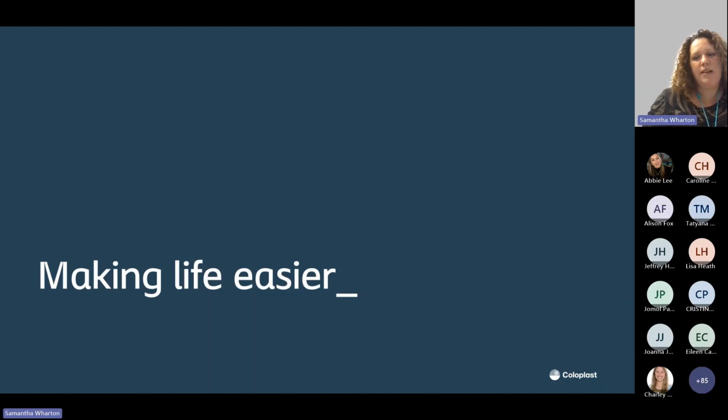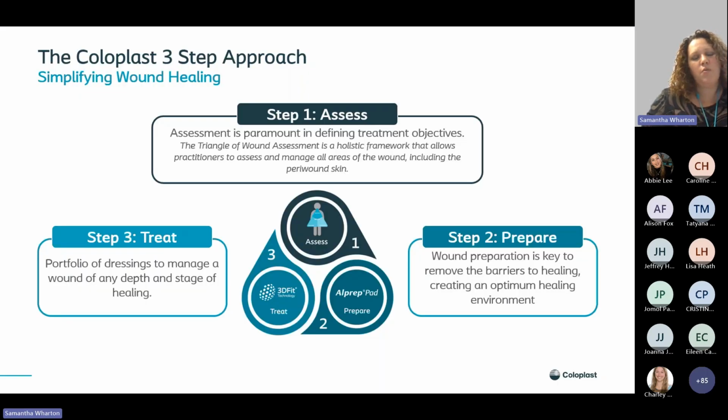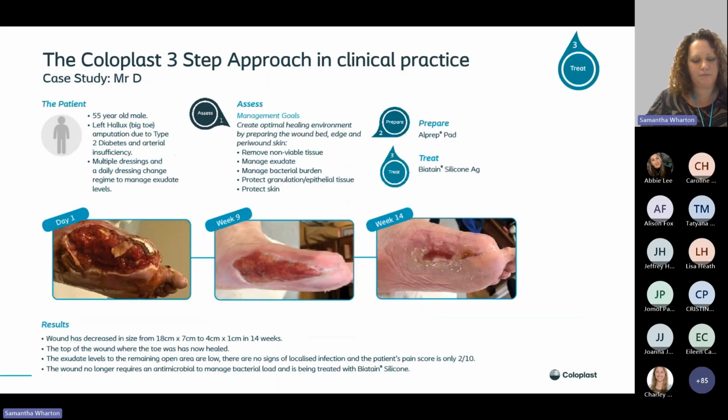So at Coloplast, we really want to make life easier for yourselves and for your patients. So we've gone through the Coloplast 3-step approach and looked at how we can simplify wound healing with a focus on wound infection. We've looked at wound assessment, we've looked at how we can prepare wounds, and finally we've looked at how to treat wounds and what options are available. And now I'm just going to show you a case study which really illustrates how this assess, prepare, treat approach can support you in clinical practice.